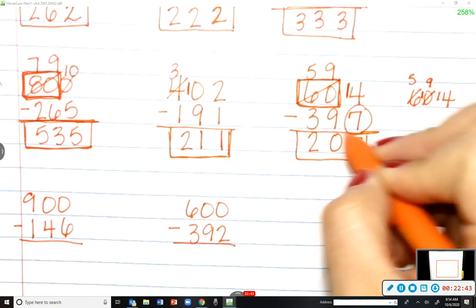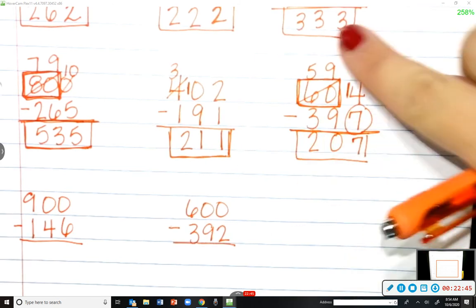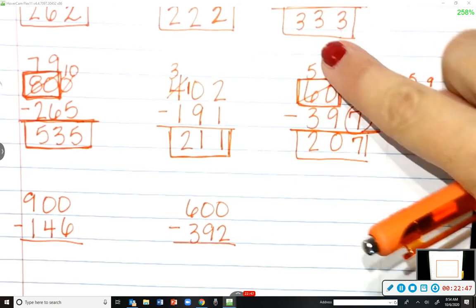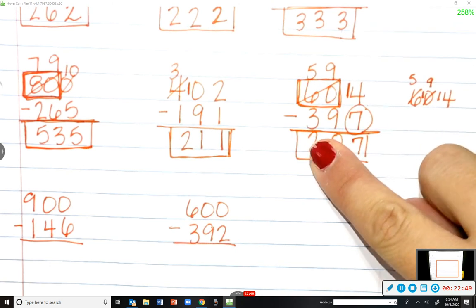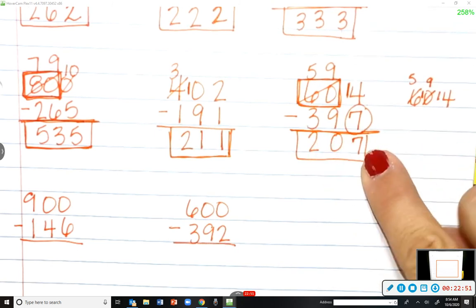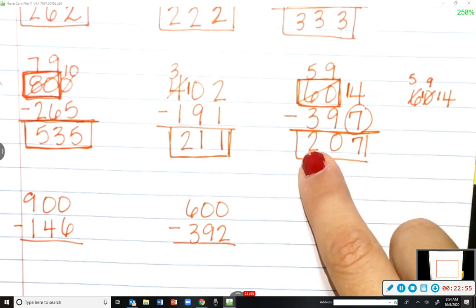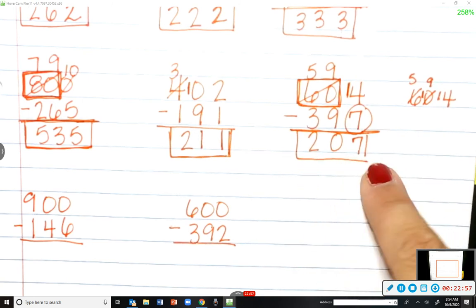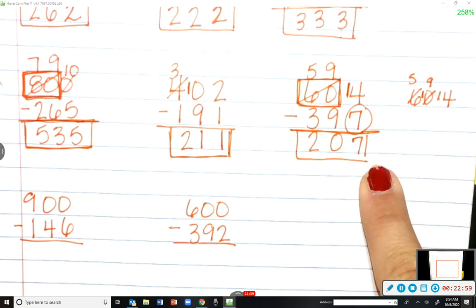Okay, so that's another important thing. Even though we go all the way over here to borrow, don't go ahead and put the 2 down. You need to always start over here in the ones place when you're subtracting. I should never see a hundreds digit or a tens digit before you have your ones place subtracted. Okay?